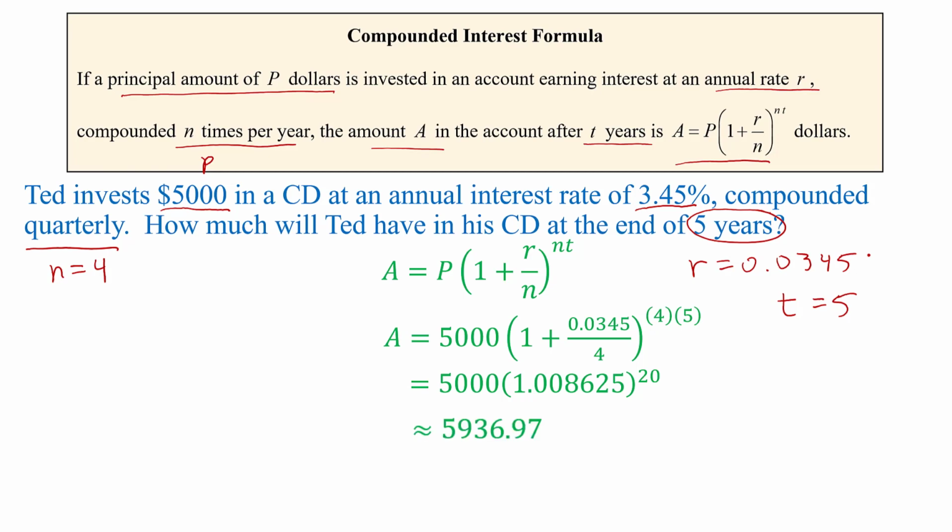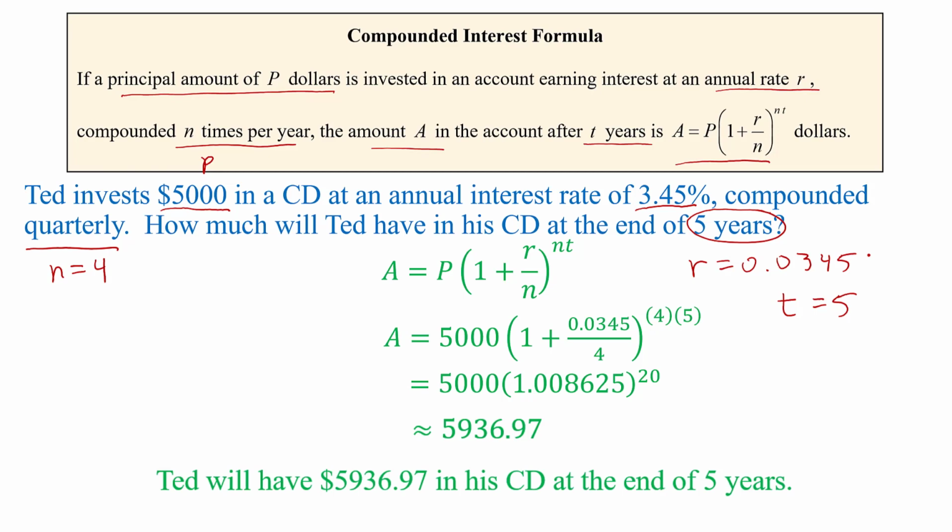So let's plug this in a calculator, and we get 5,936.97 as our rounded value. So Ted will have $5,936.97 in his CD at the end of 5 years. Note that banks might round a little bit differently, so he might only have 96 cents rather than 97 cents, depending on how banks would round here.